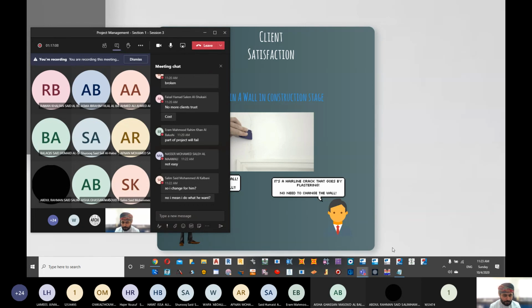Yes. You need to change for him whatever he is asking you, provided that it is there in the contract. If in the contract it says 2 toilets are there and he is asking you to build another toilet, it does not mean that he is looking for satisfaction. He is looking for extra work that was not there in the contract.